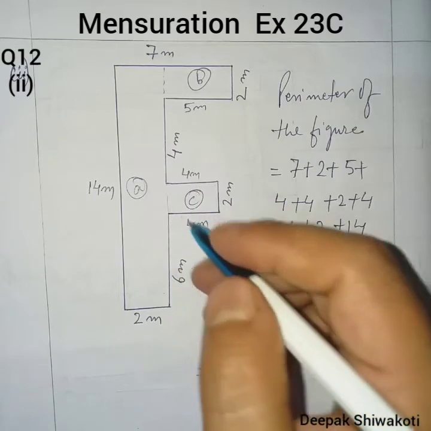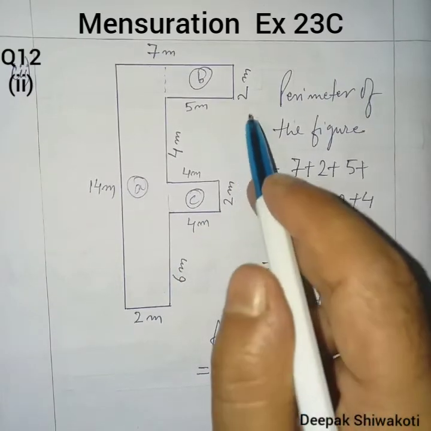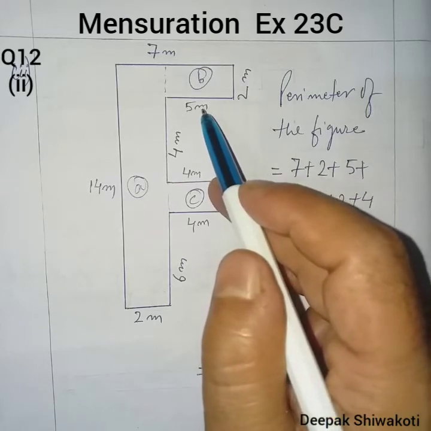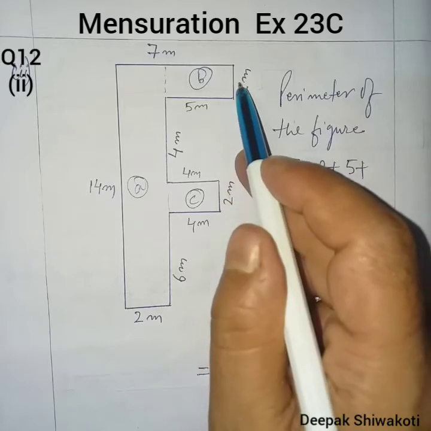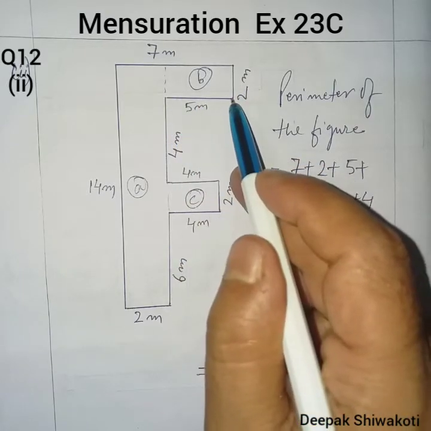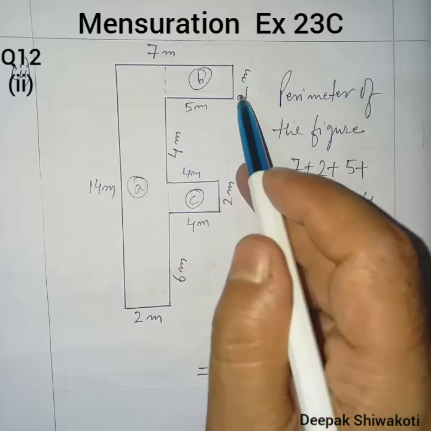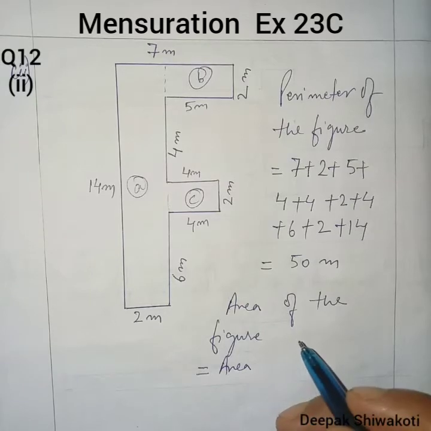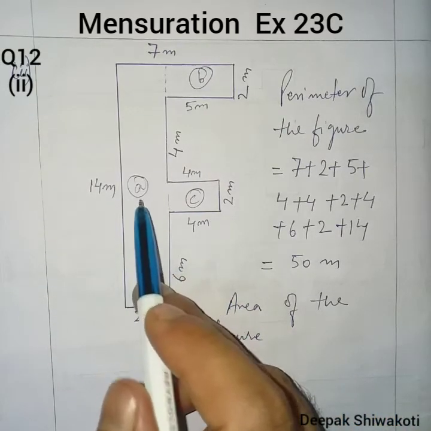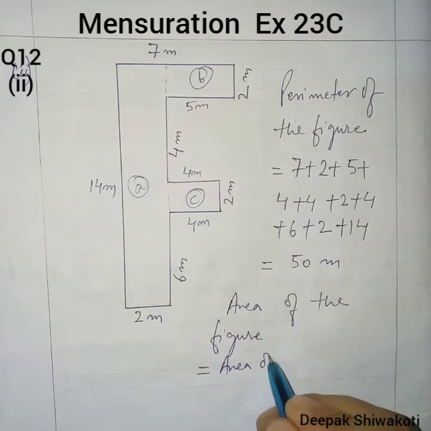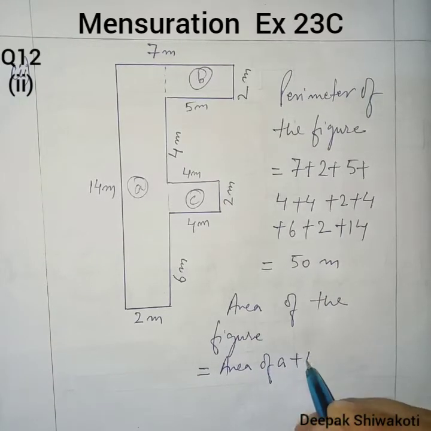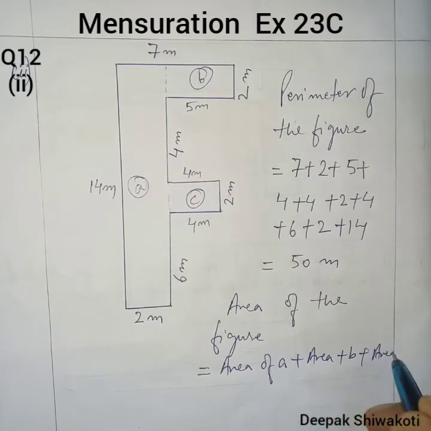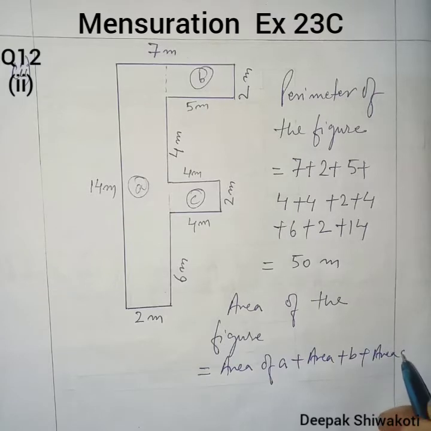Isn't it? Area of A is 2 into 5, length into breadth. So from here to here is 5, and from here to here is 2, length into breadth. So area of A is this one. A we have to calculate here. Area of A plus area of B plus area of C.